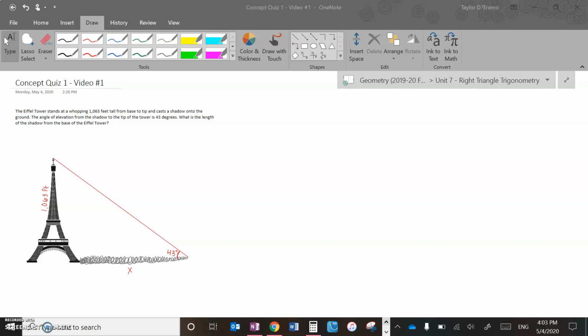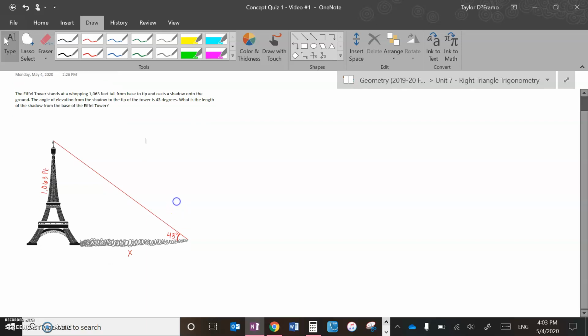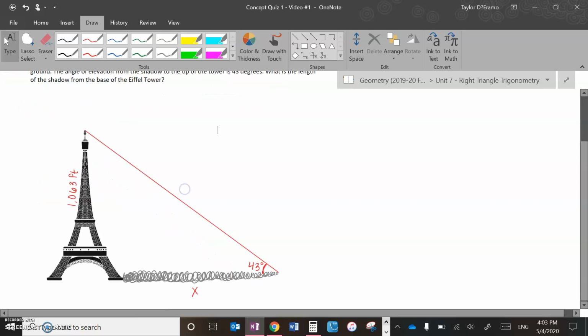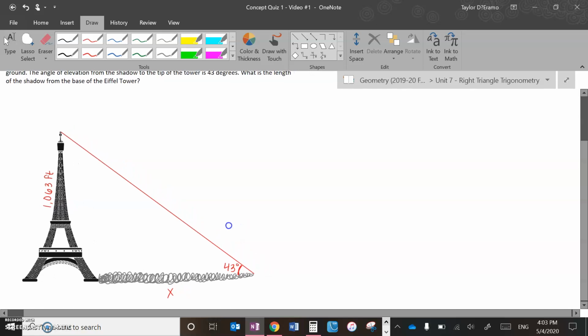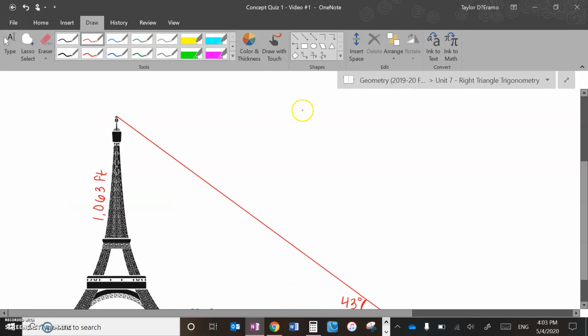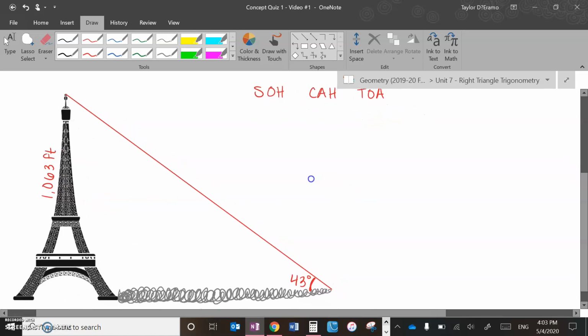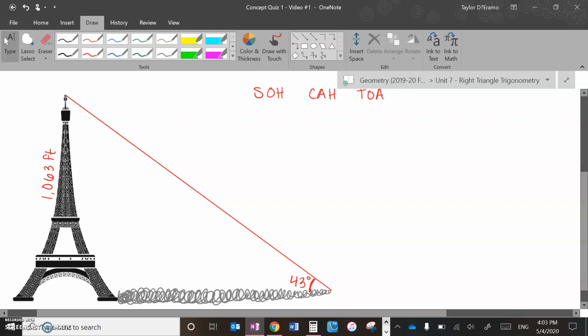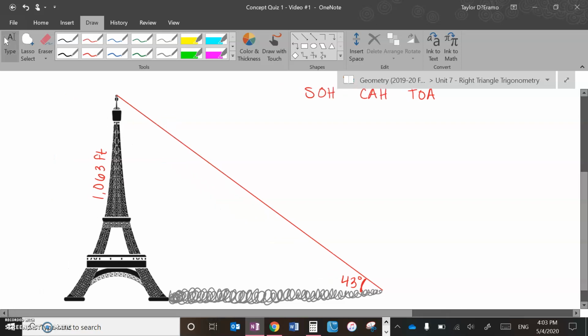Okay, so we are trying to find this side right here. I know I'm really bad at drawing shadows, but the first thing I have to do is figure out if I'm going to be using sine, cosine, or tangent. So I'll just write down my little reminder: SOH CAH TOA, sine, cosine, tangent.